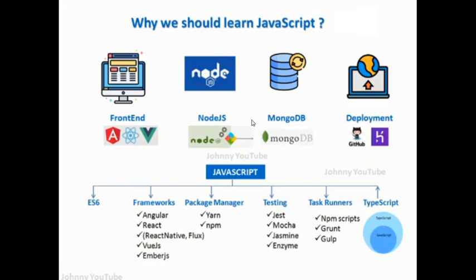We can also use it for creating backend applications, where Node.js is a popular choice for building scalable network applications, and we can also use it for the client side, with frameworks like AngularJS, React, and Vue, the most trending frameworks for creating web applications. Apart from this, we can also use it for testing, like Mocha, Jasmine, Jest, and task runners like Grunt and Gulp. This is a complete set of frameworks and libraries based upon JavaScript.